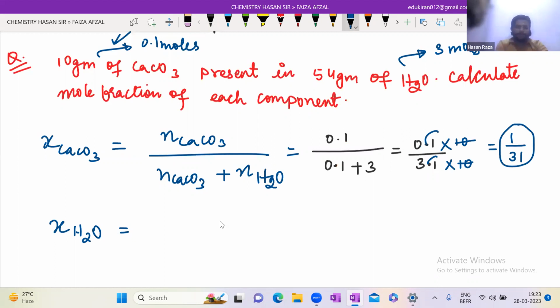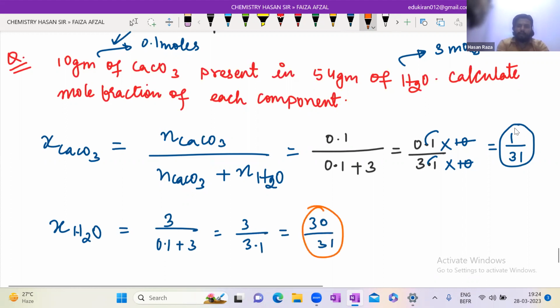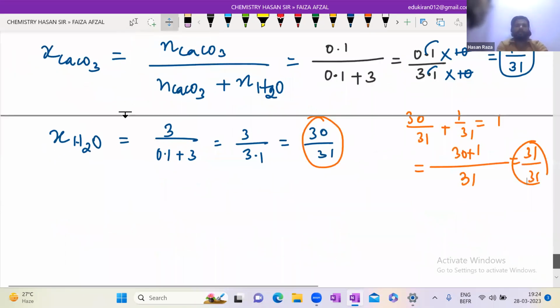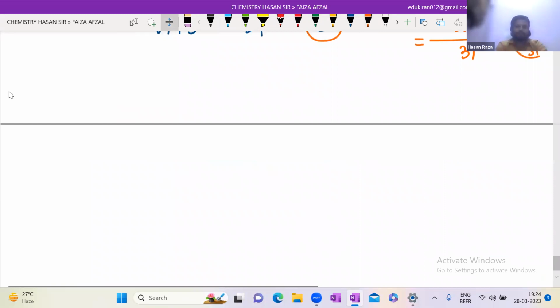Yes, sir. Now, please check the mole fraction of water. I got 30 by 31, which is equal to 0.9. Okay, very good. Number of moles of water is 3 upon 0.1 plus 3, that is 3 upon 3.1, which is equal to 30 by 31. If you want to cross check it, 30 upon 31 plus 1 upon 31 should be equal to 1. If you solve it, you will get 1. That means it's the correct answer. Can I move to the next question? Yes, sir.